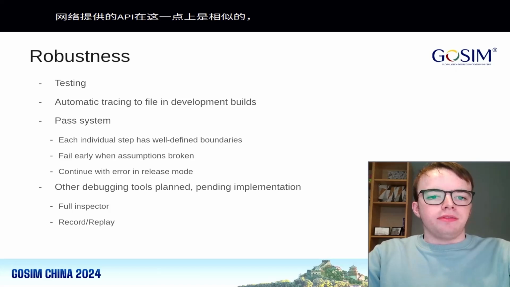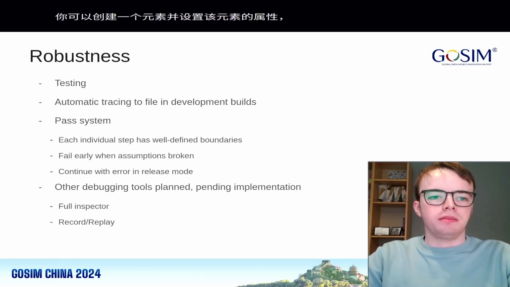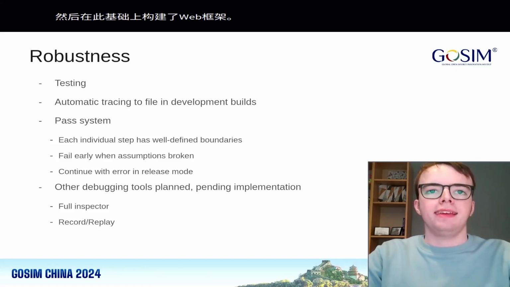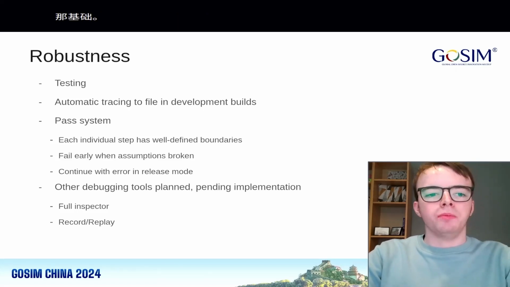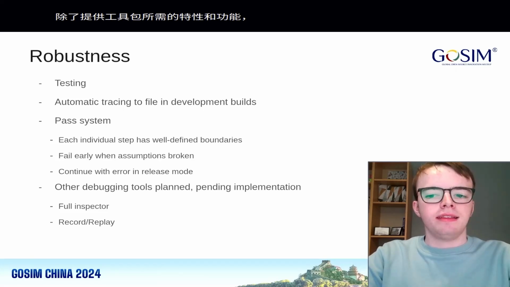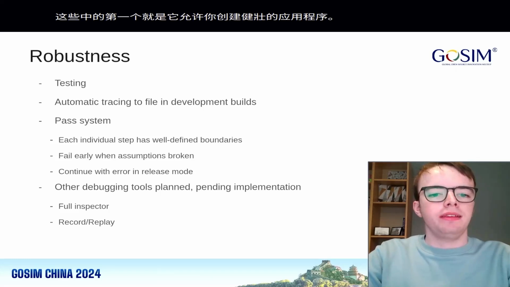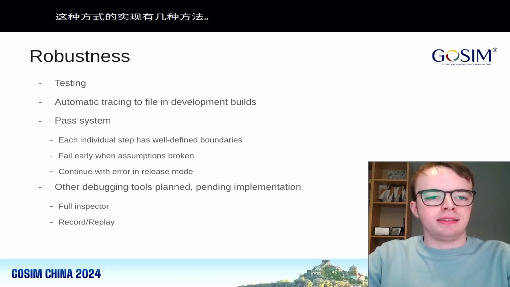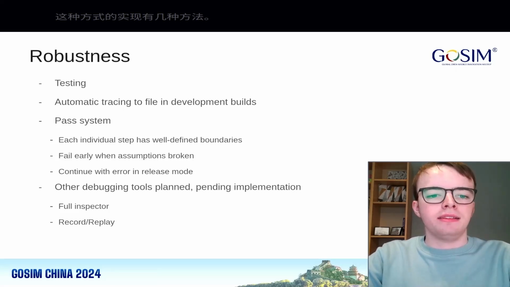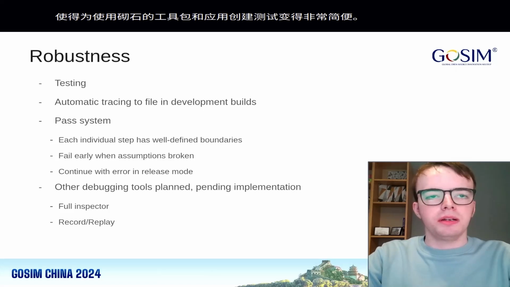Beyond providing features needed by Toolkit, Masonry has some other priorities. The first of these is that it allows you to create robust apps. This is achieved in a few ways. Masonry has a built-in testing API, which easily allows creating tests for toolkits and apps which use Masonry. It also integrates with the excellent tracing crate, which aids debugging.